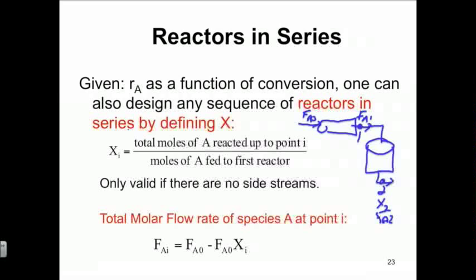Now, we define the conversion at any point up to I as the total moles that have reacted up to that point divided by the moles of A fed to the first reactor. So X2 is all the moles that reacted up to here in reactor 1 plus reactor 2 divided by the feed to the first reactor, which would be just FA0. Now this is valid if there are no side streams. You don't take anything out or put anything in as we go along. Again, the moles of A reacted up to point I divided by the moles fed to the first reactor.